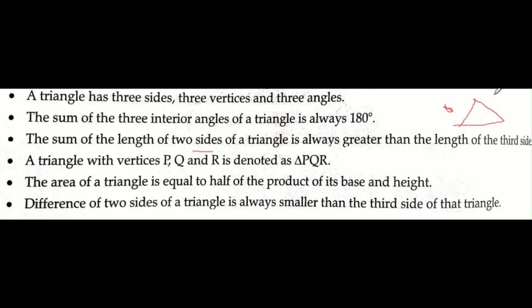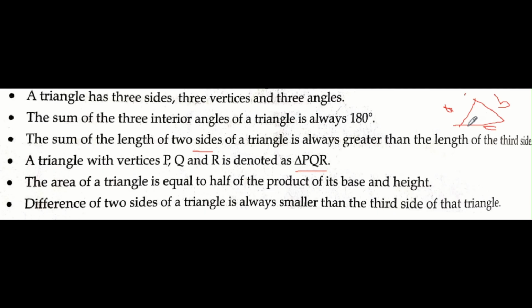If A, B, C are the three sides, and you take the sum of any two sides, it could be A and B, it could be B and C, it could be A and C. So any combination, the sum of any two sides is always greater than the third side. Then a triangle with the vertices PQR is denoted by triangle PQR. Okay, this is the convention, the way in which you name a triangle. If it is having PQR in order, we have to write in the same order, triangle PQR.